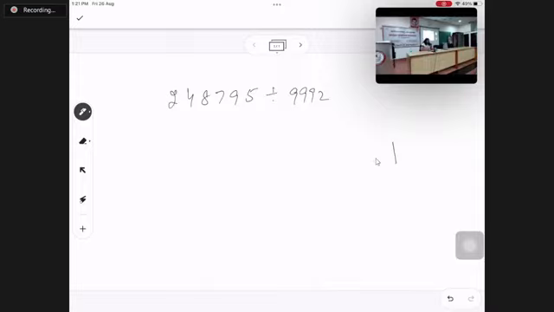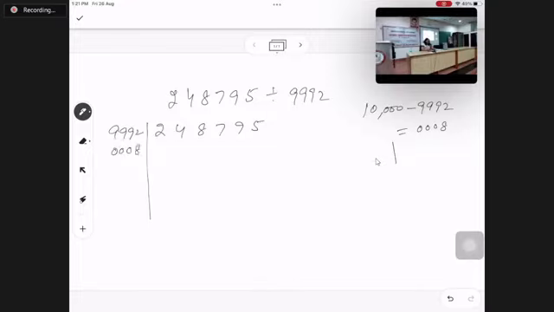Okay. So we have this 9992. This is closer to 10,000. So we have base as 10,000 minus 9992. So it is going to be 0008. This is the modified divisor. So we have this is 248795 divided by 9992 and modified divisor is 0008. So it has 4 digits. So we put a slash here for the remainder.